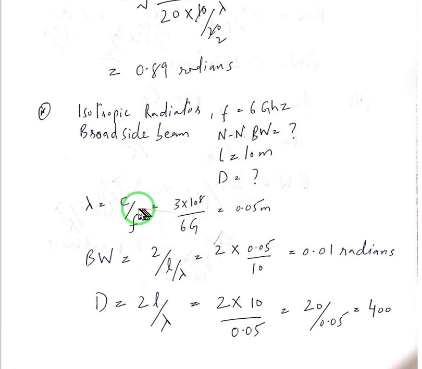First we have to find the wavelength, that is lambda, which is equal to c by f. That c by f is the wavelength, which is calculated as 0.05 meters.